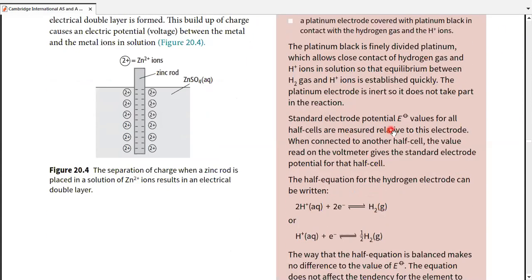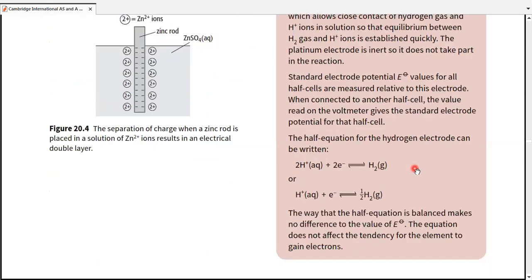Standard electrode potential, which is taken as E0, values for all half cells are measured relative to this electrode. When connected to another half cell, the value read on the voltmeter gives the standard electrode potential of that cell. Very easy. This gives us the equation. Okay? But there is one more thing to learn over here.